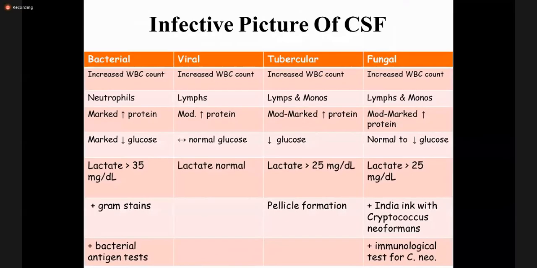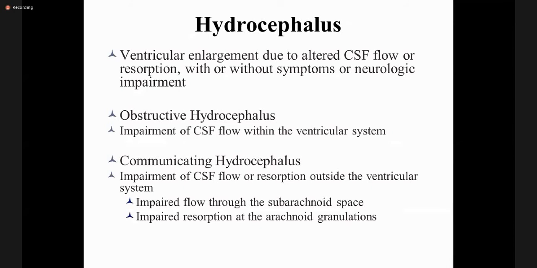So where are we? We are here. So obstructive hydrocephalus is impairment of CSF flow within the ventricular system, and impairment of CSF flow or resorption outside the ventricular system causes the communicating hydrocephalus. Impaired flow through the subarachnoid spaces or impaired resorption at the arachnoid granulations causes communicating, or if there is some obstruction and restriction to the flow within the ventricular system, then it's called obstructive hydrocephalus.